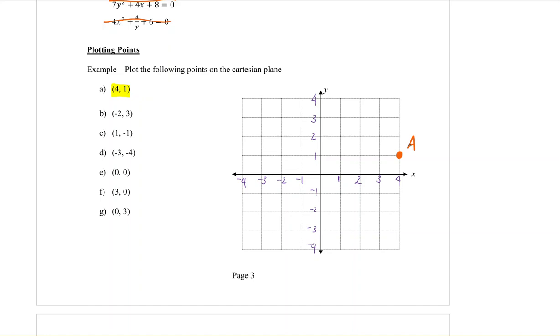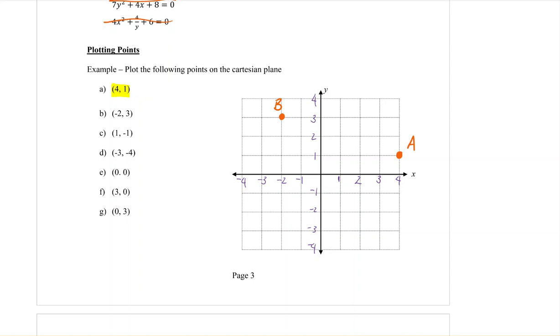Okay, now we're going to do B. B was (-2, 3), so I go across the horizontal axis there, I go to the -2, and then +3 means I go up 3 up here. And that's the point B. Makes sense? Okay, good, let's do another one.